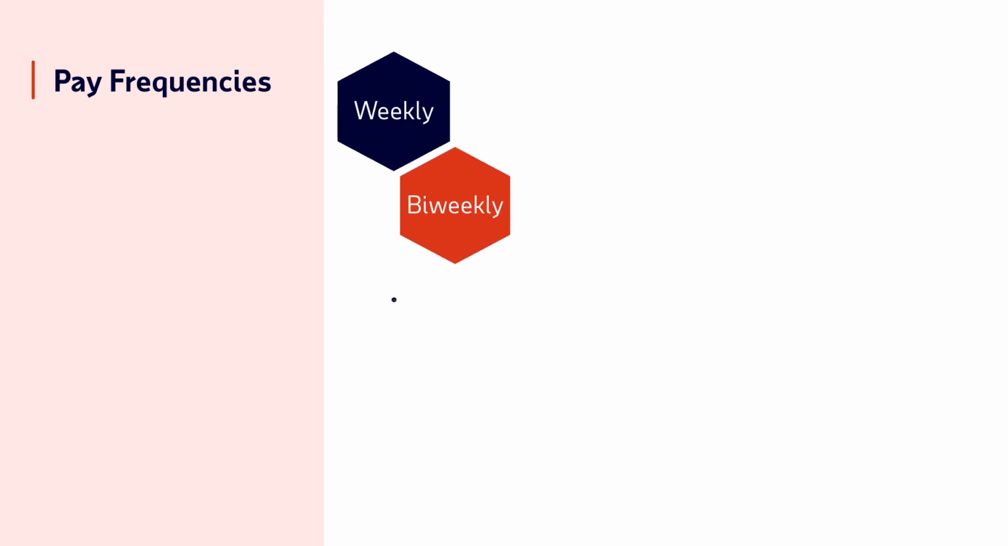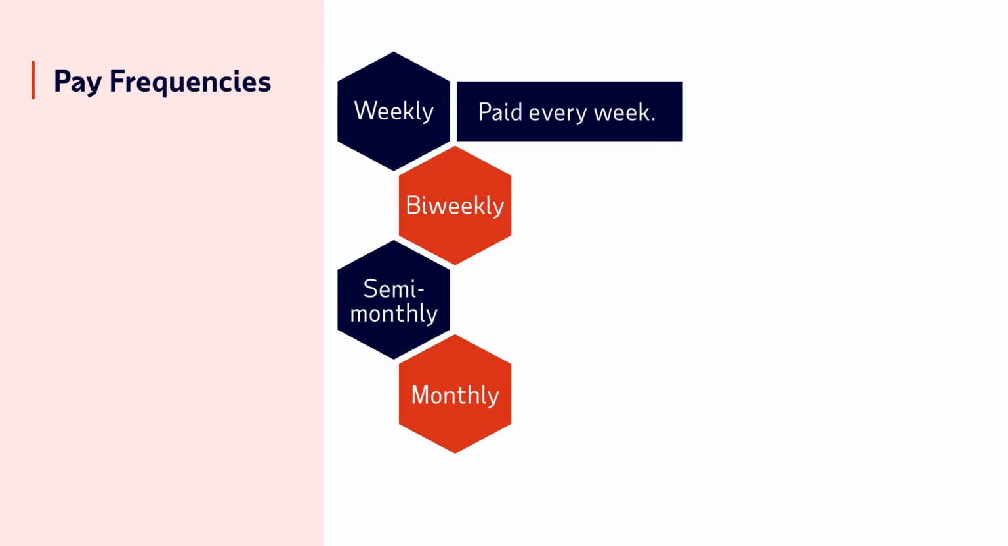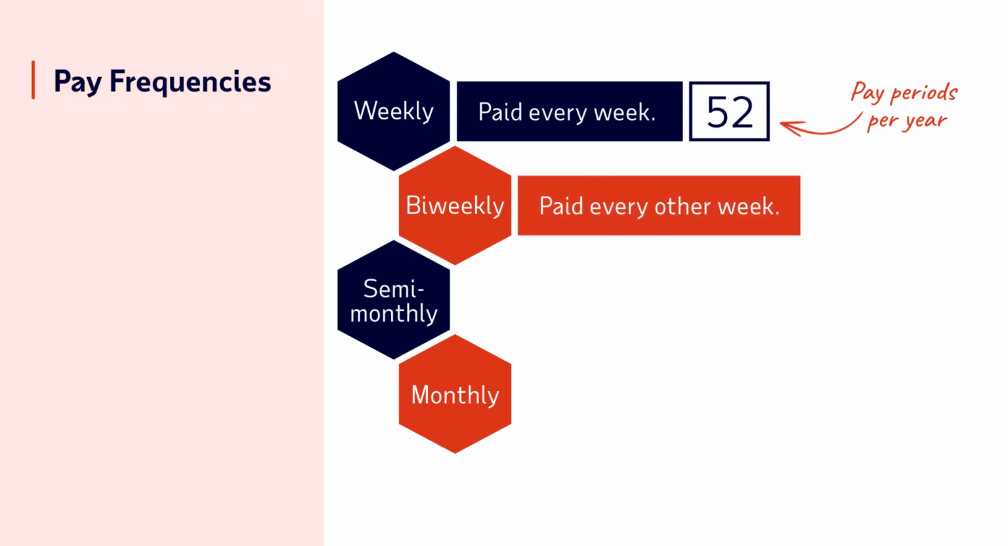There are generally 4 pay frequencies: weekly, bi-weekly, semi-monthly, and monthly. For weekly, you're paid every week. For example, you get paid every Monday. There are 52 pay periods per year. With bi-weekly, you're paid every other week. For example, you get paid every other Friday. There are 26 pay periods per year.